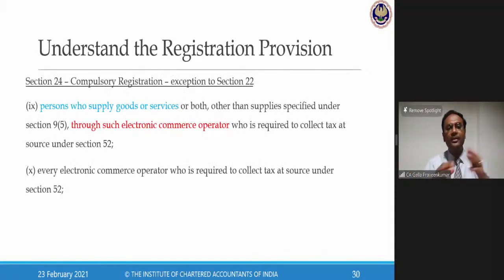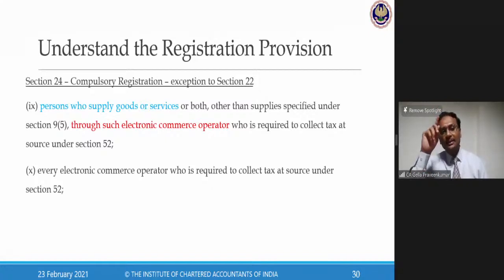Next, the person who is supplying goods and services through an e-commerce operator. Please bear in mind, any person who makes supply of taxable goods through an e-commerce operator. I'll give you an example. I'm a small-time dealer in the state of Karnataka. In Karnataka, there's a small place called Udupi, where Lord Sri Krishna is. I run a toy shop. I prepare toys of Lord Sri Krishna. Those toys I would like to sell through Amazon, or say Flipkart.